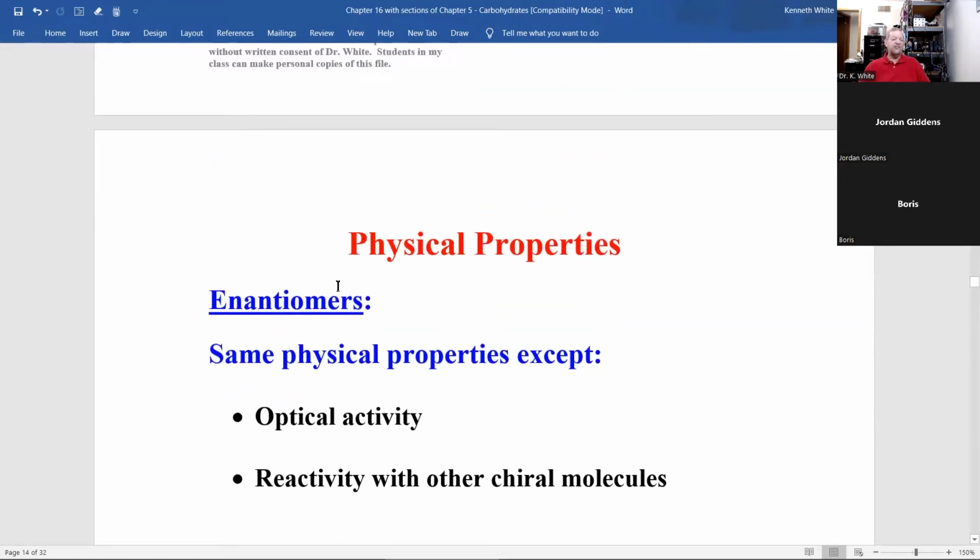Now, I'm going to skip through this real quick. This won't be on the test. If you have enantiomers, they're identical except for 2 things. They have the same physical properties like melting point, boiling point, but they differ in what's called optical activity and reactivity with other chiral molecules.